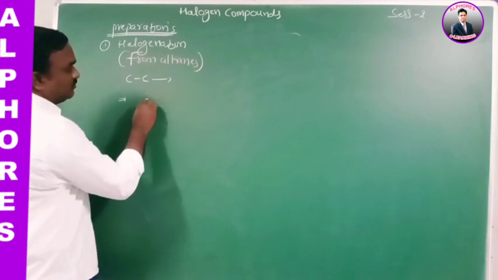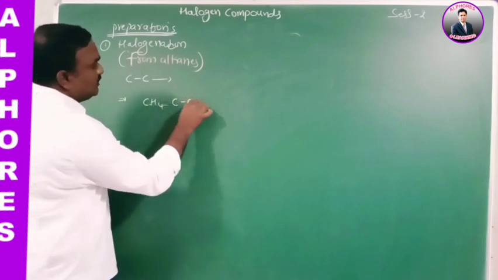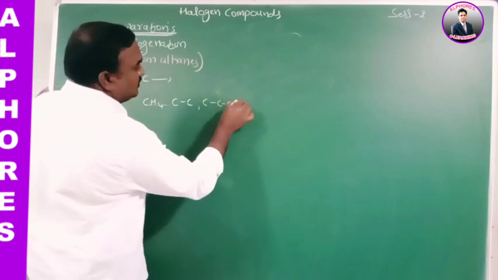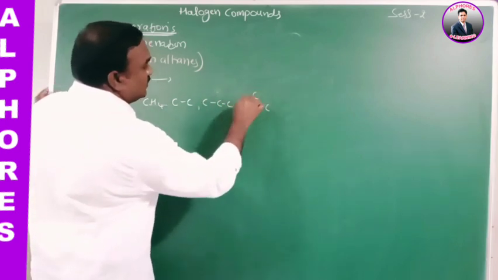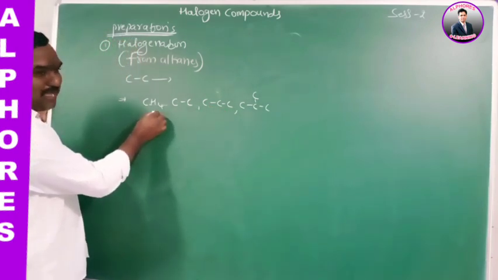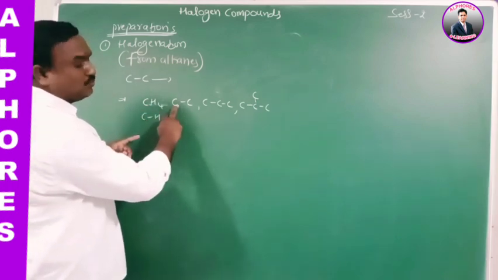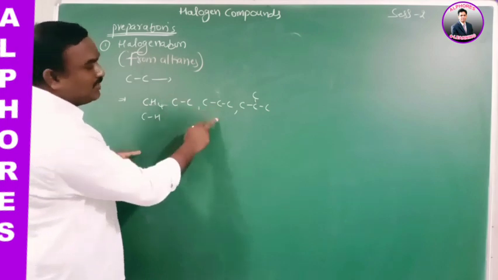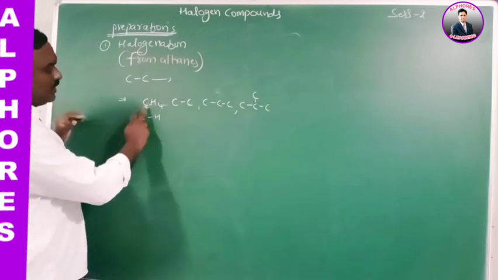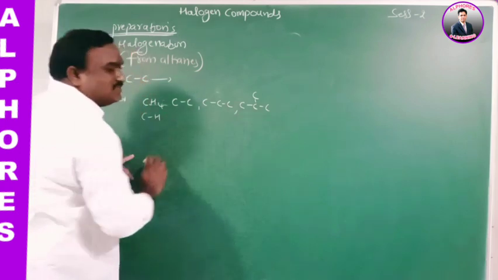For example, here methane is given. For example, here ethane is given. For example, here propane is given. Here tertiary butane is given. According to structural aspects, here the CH bond is somewhat more stable when compared to the ethyl CH bond, propyl CH bond and tertiary butyl CH bond. Carbon hydrogen bond energy is more when compared to these type of connectivities.